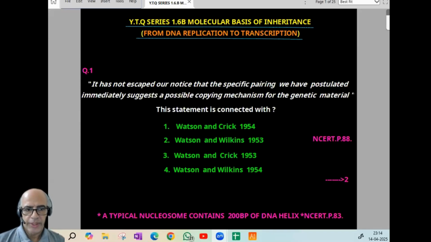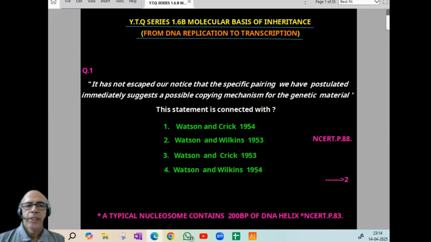16B, molecular basis of inheritance, from DNA replication up to transcription. So we can enter into the part. I will share the screen because you have to observe the question. Then we can proceed. I think the screen came, so we can proceed. So YTQ series 16B, molecular basis of inheritance, from DNA replication to transcription.